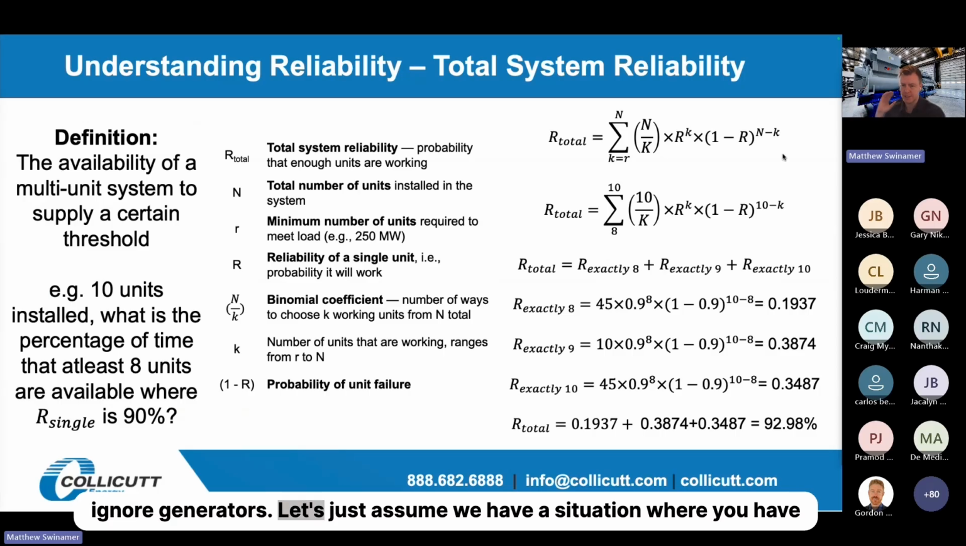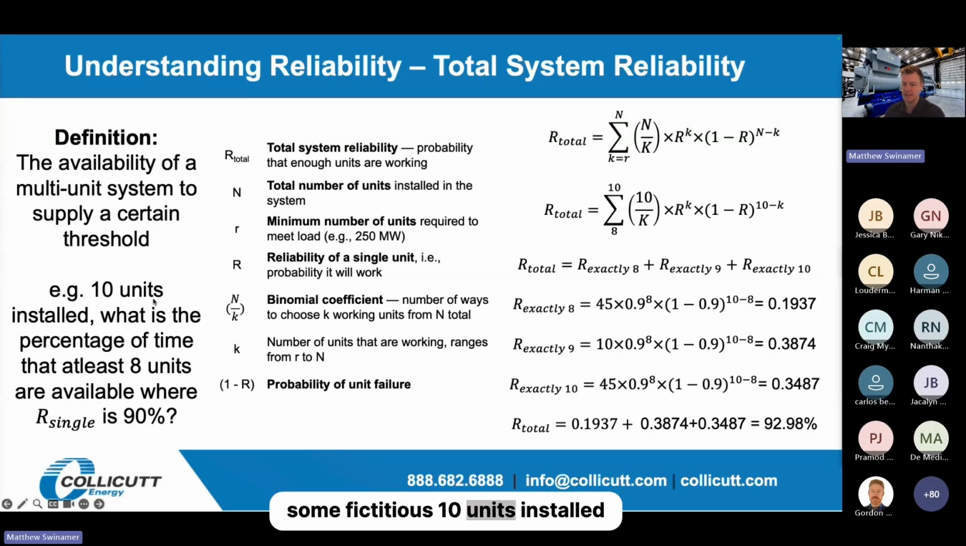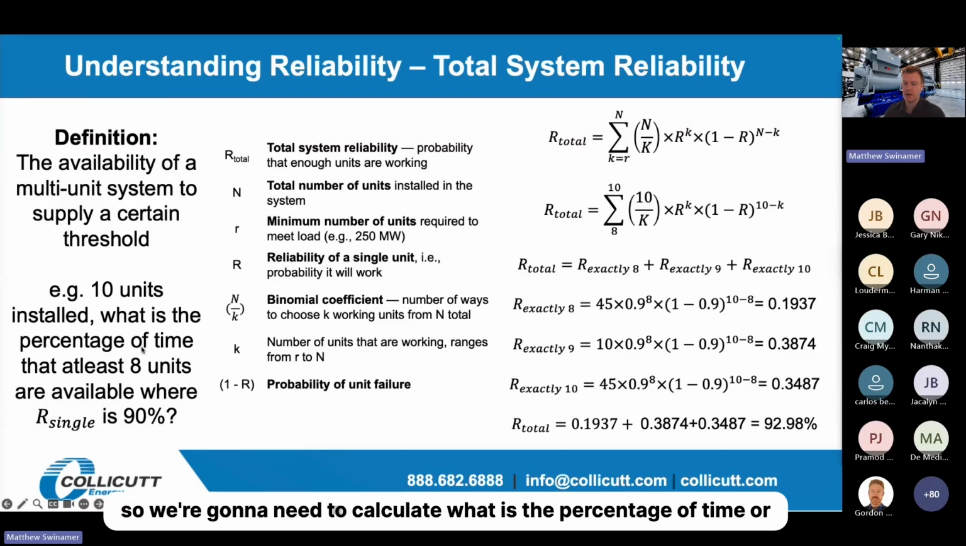Ignore generators. Let's just assume we have a situation where you have some fictitious 10 units installed of something. We need to calculate the system reliability where 8 units are available, where the R single is 90%. So 8 units are needed. We have 10 units installed. Single unit reliability is 90%. What is the total system reliability?